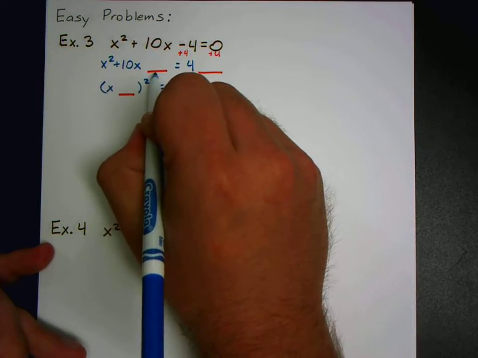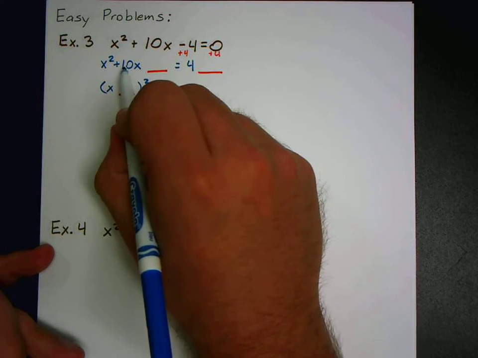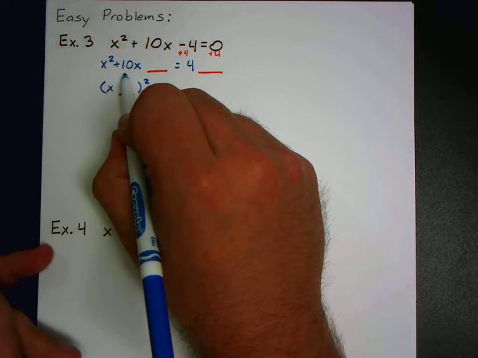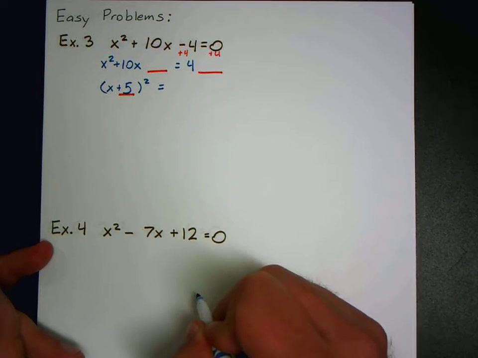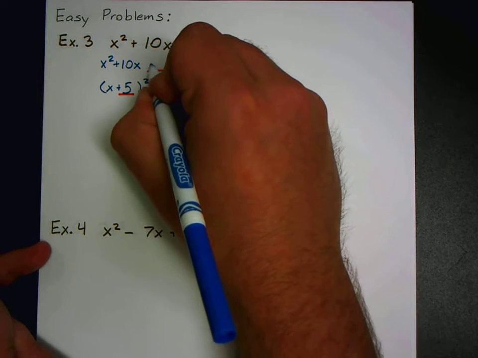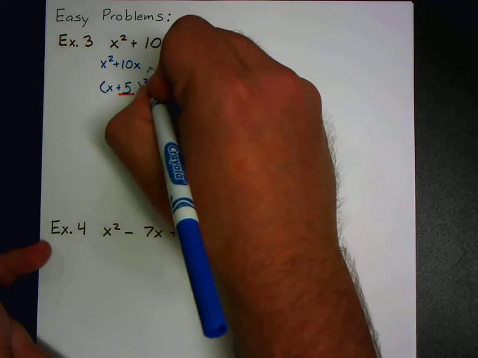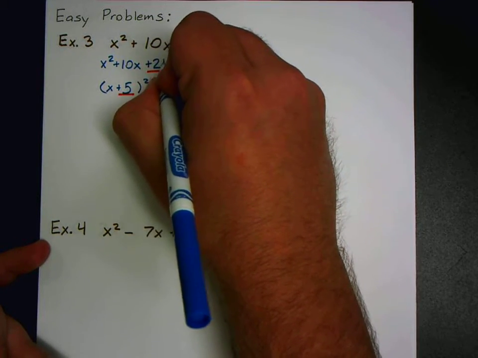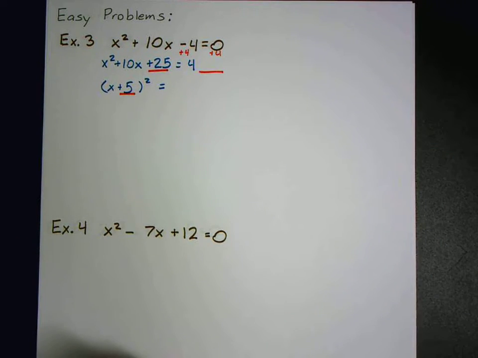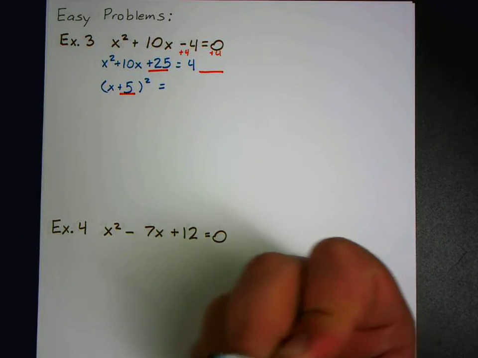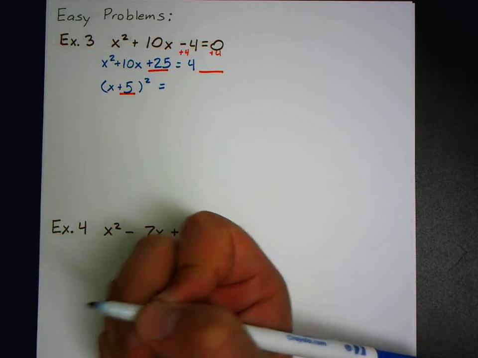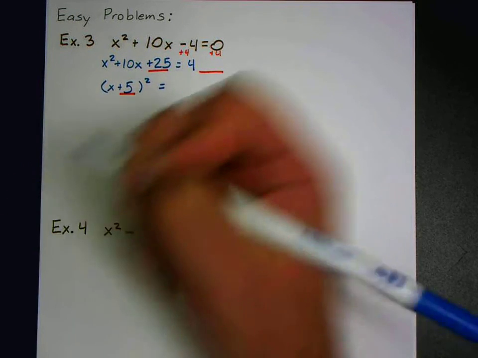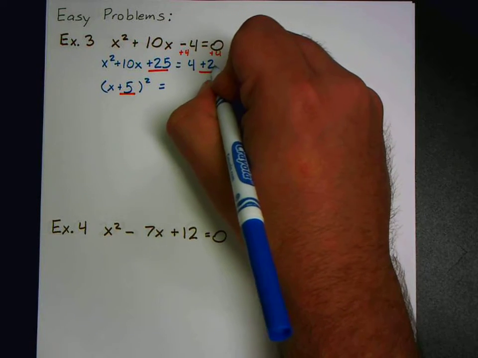All right, I need to figure out what number I need to add on. So what's half of 10? 5. So that tells me whenever I factor, I'm going to have +5, right? So up here, what do I need to add on? 25. But now I'm working in an equation. I can't just add 25 whenever I want to. In order to add 25 on the left-hand side, I have to add it on the right-hand side.